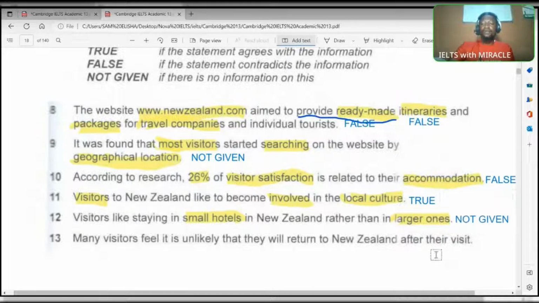Then we will now look at number 13. Many visitors feel it is unlikely that they will return to New Zealand after their visit. Let's take this phrase, after their visit. Yeah, many visitors. Oh, this is also a qualifier. It's similar to most, right? Let's see if we'll see something about that.